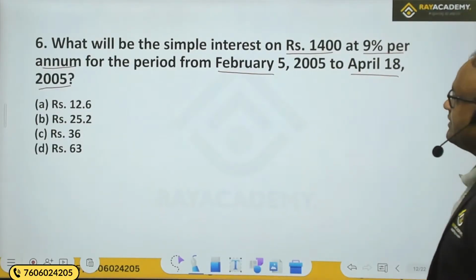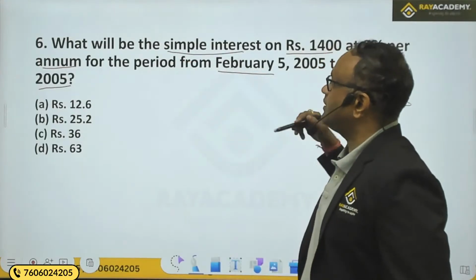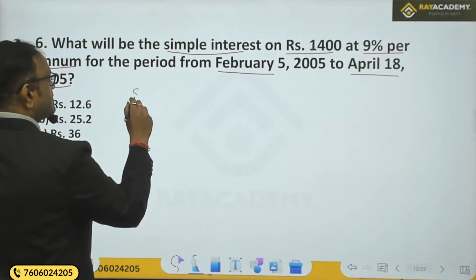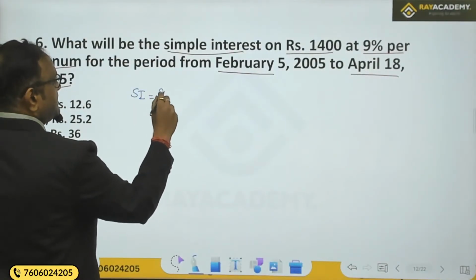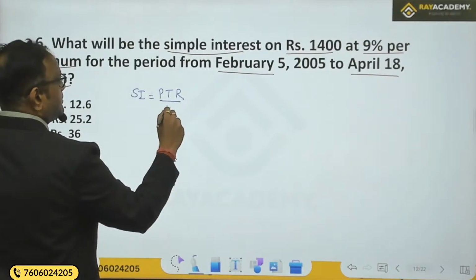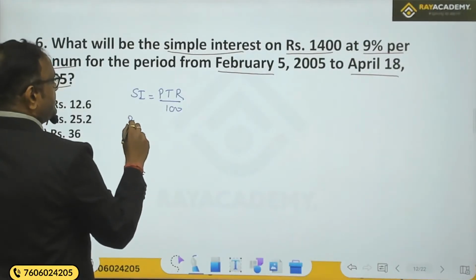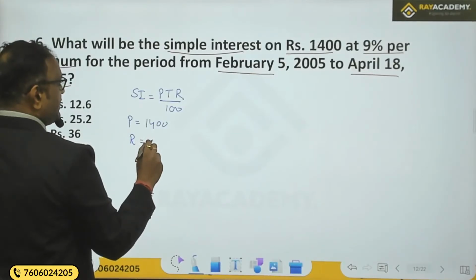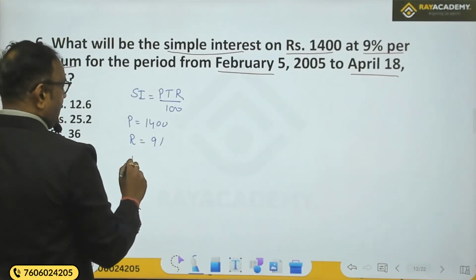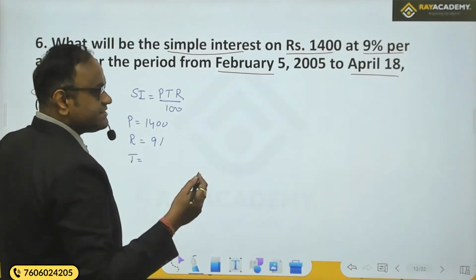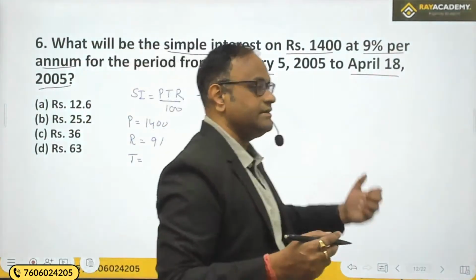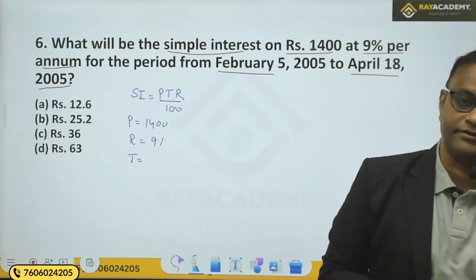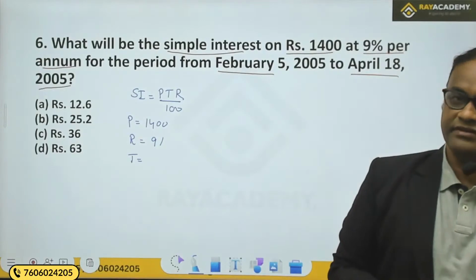Simple interest is given, so our formula is PTR by 100, but we have to find the time period. So simple interest is PTR by 100. P is given as 1400. R is the rate of interest per annum, 9%. Time we have to find from the number of days. After finding the number of days, if you divide by 365, that will become the number of years.